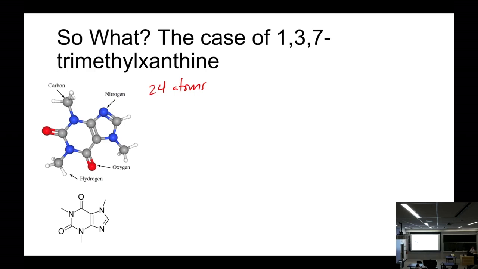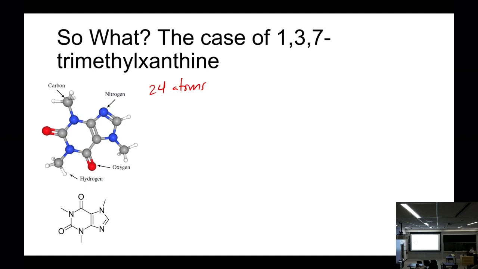Let's go back to thinking about our orders of magnitude. An 8-ounce cup of coffee has something like 95 milligrams of caffeine, and that's about 3 times 10 to the 20th molecules of caffeine. And what we're asking to model here is not all of the molecules in a cup of coffee. It's just this one 24-atom molecule. So why is this hard?